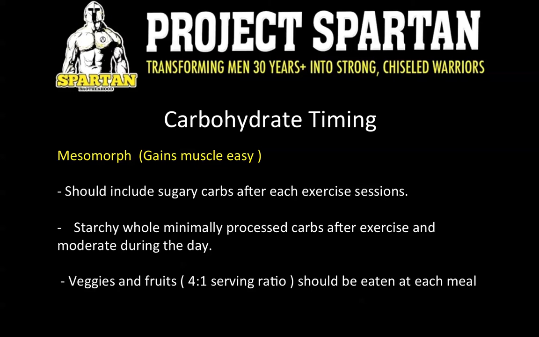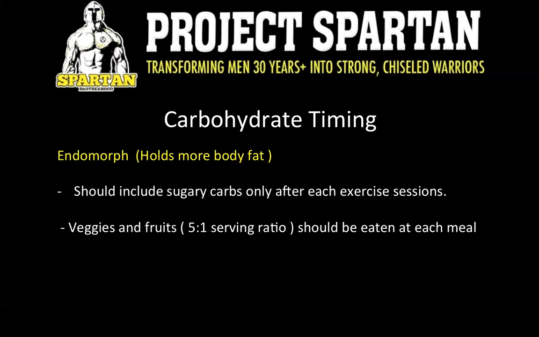You're going to get some fruit. You're going to get in, as I said before, any kind of naked bars or anything that's going to be a bit higher in sugar. Then that is your best time to absorb it. Then your starchy whole minimally processed carbs you'd have around after exercise, and just a moderate amount during the day, maybe not so much. Okay. Veggies and fruit be more of a 4 to 1 serving, so looking higher veggie amount to the fruit. You could eat those with each meal.